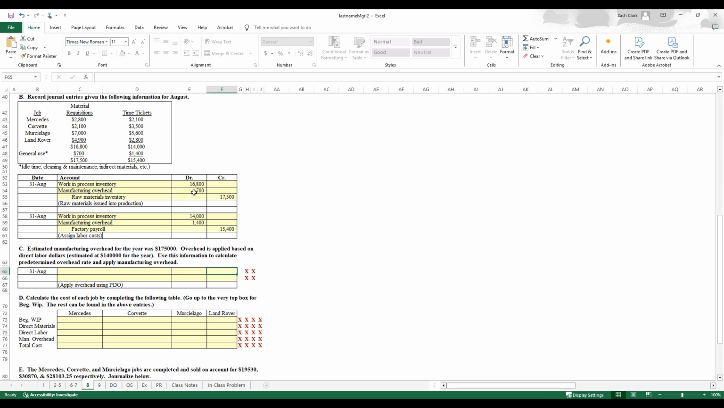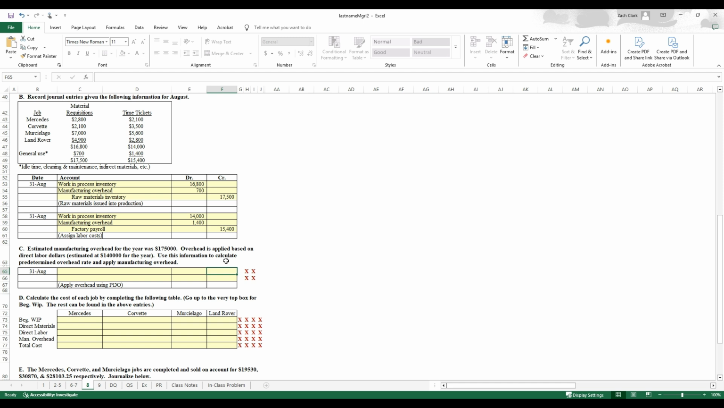And then we'll see this here at the end. So this is all going into our manufacturing overhead. But we're going to apply our overhead using our predetermined overhead rate. We're going to estimate our manufacturing overhead for the year was 175,000, and overhead is applied based on direct labor hours estimated at 100. Is that 140,000? Yeah, it looks like 140,000 of direct labor.